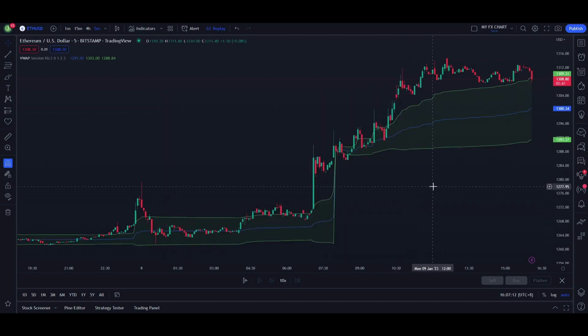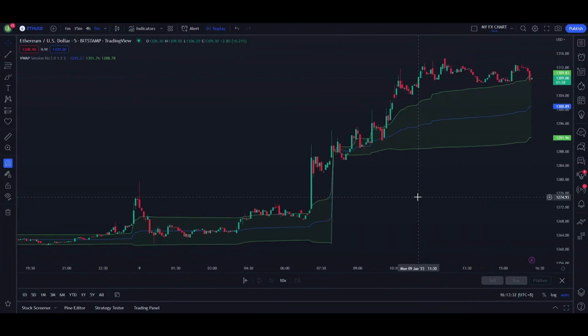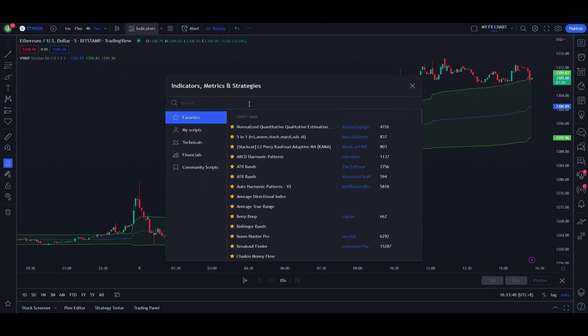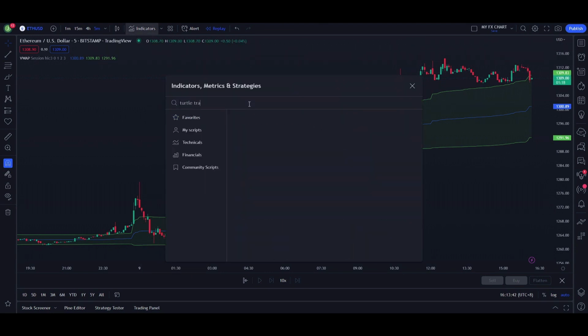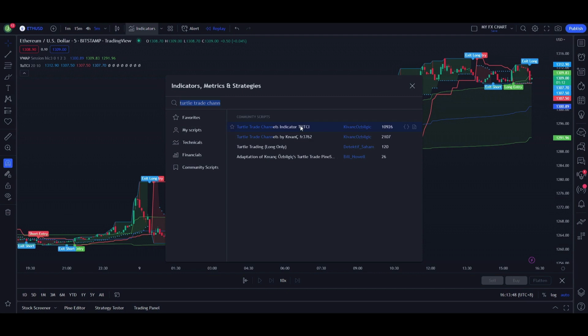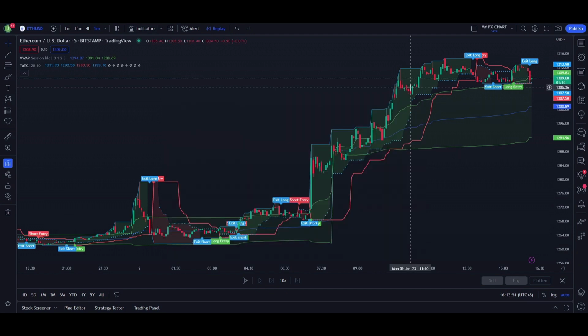Next, we'll be setting up the Turtle Trade Channel indicator. This indicator will provide us with confirmation of a trend change before we enter a trade. To add this indicator to your chart, access the Indicators menu and search for Turtle Trade Channel. Make sure you select the one by Kivanc Ozbilgic. Once you've added the Turtle Trade Channel indicator to your chart, you'll need to adjust the settings.